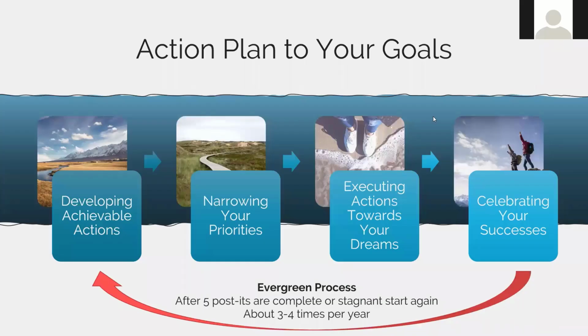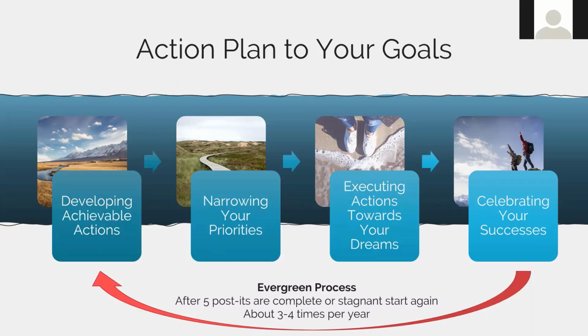So this is an evergreen process, right? So once we develop those achievable actions, those 15 to 30 goals, we're going to narrow those to maybe the 3 that we're going to work on. We're actually going to execute those. Now, my rule of thumb that I use is once I complete 5, once I put 5 in my journal, I go back and I develop those achievable actions again. I reorganize them and I fix my priorities.